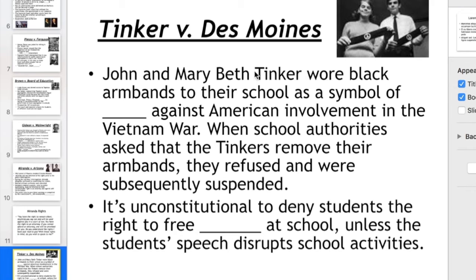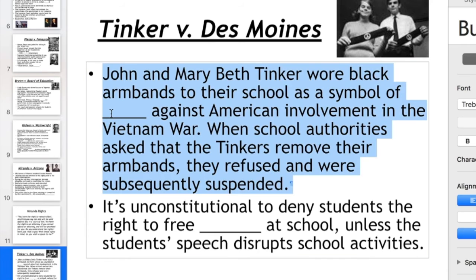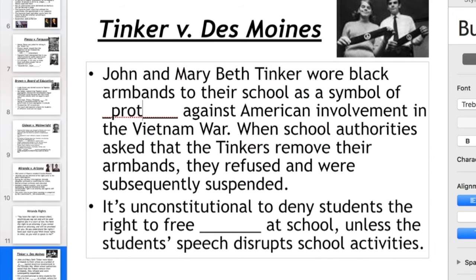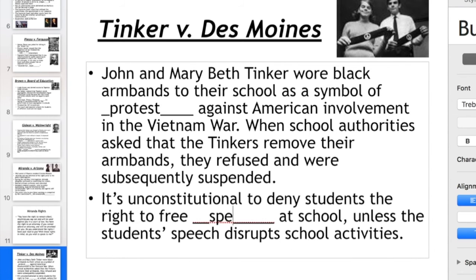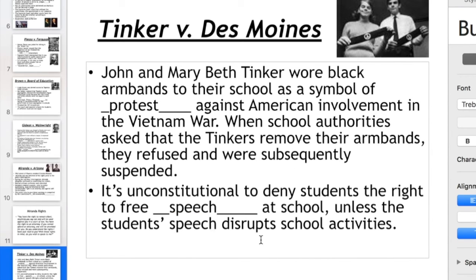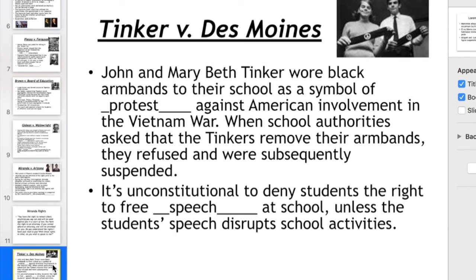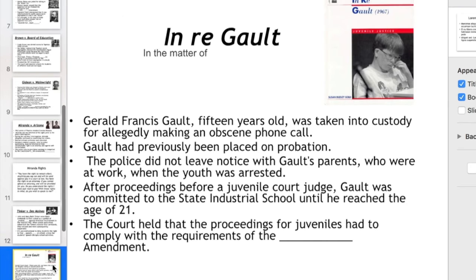This case is Tinker versus Des Moines. John and Mary Beth Tinker wore black armbands to their school as a symbol of protest against American involvement in the Vietnam War. When school authorities asked the Tinkers to remove their armbands, they refused and they were suspended. And this court case basically said that it's unconstitutional to deny students the right to free speech at school unless the speech disrupts school's activities. And that deals with the First Amendment rights.